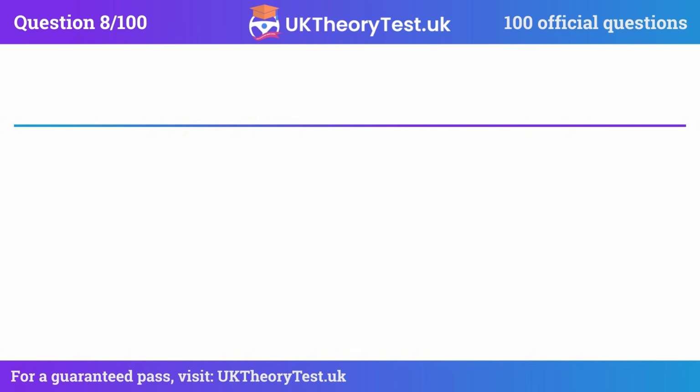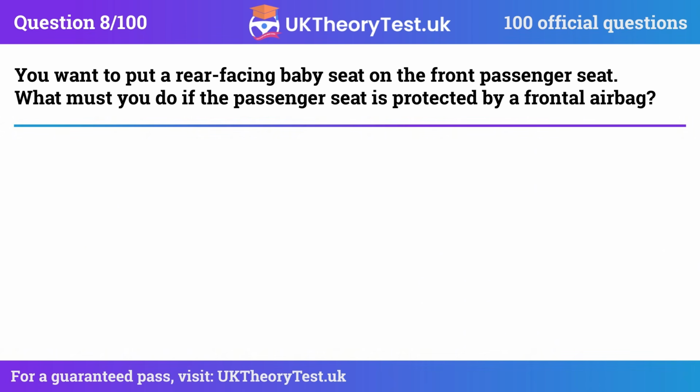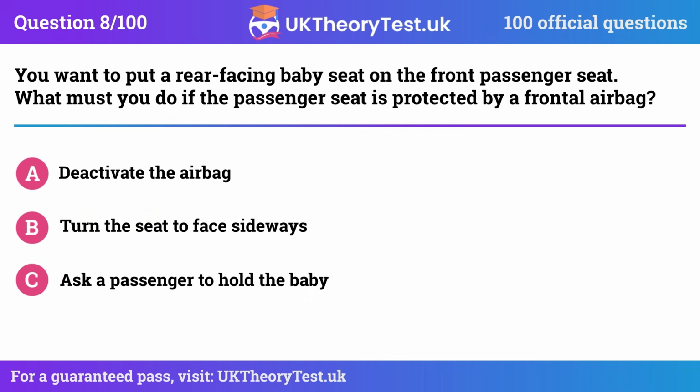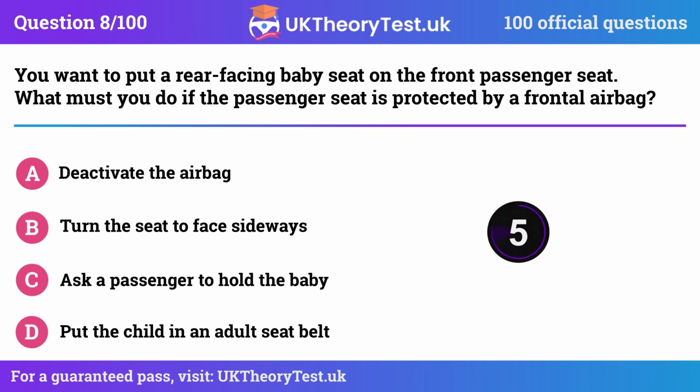Question 8. You want to put a rear-facing baby seat on the front passenger seat. What must you do if the passenger seat is protected by a frontal airbag? A. Deactivate the airbag. B. Turn the seat to face sideways. C. Ask a passenger to hold the baby. D. Put the child in an adult seatbelt.